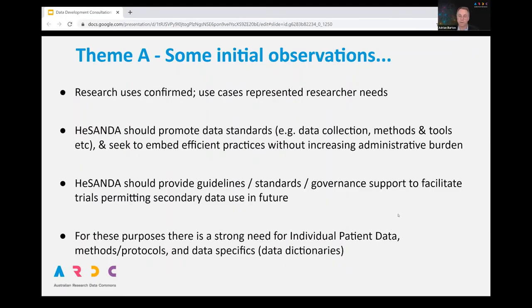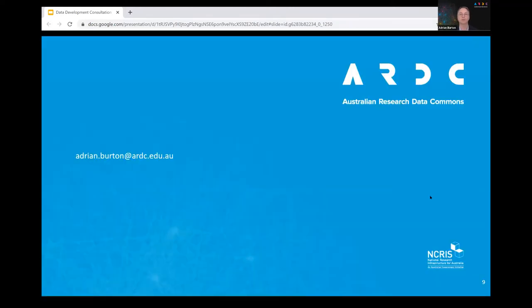So that's just a quick overview of where we got to from the outputs of our previous workshop, and I'll hand over to Kristan to cover where we're going in this particular workshop.